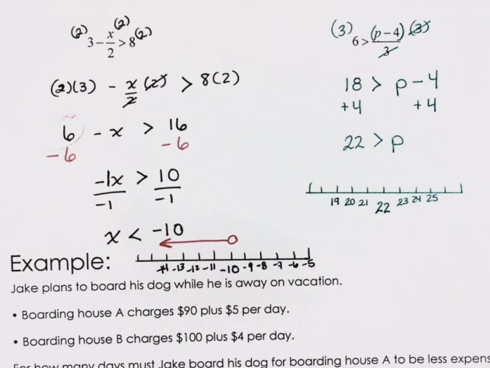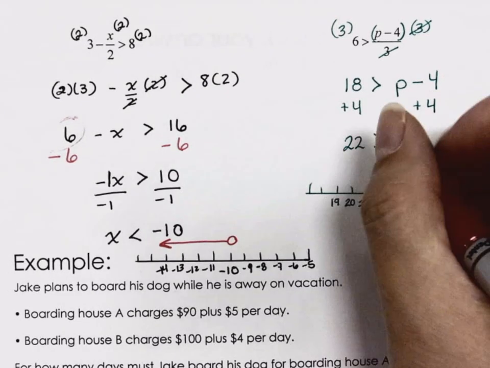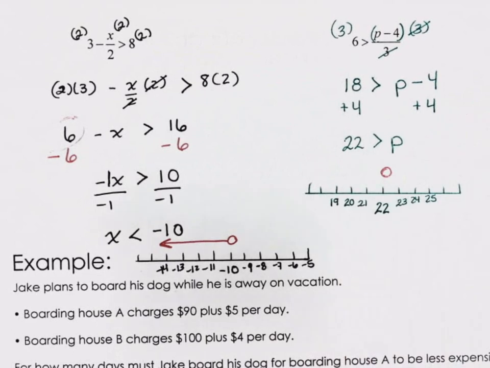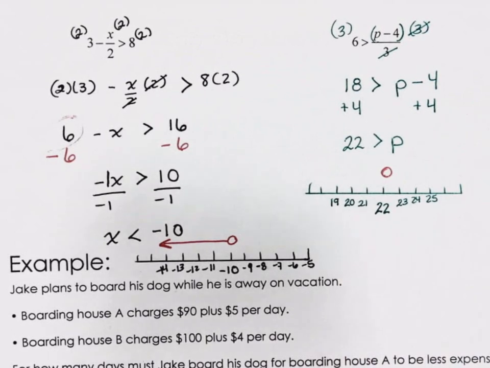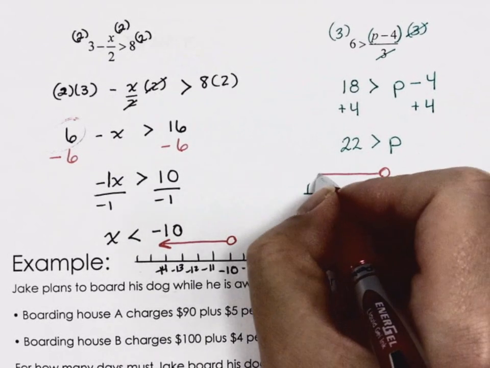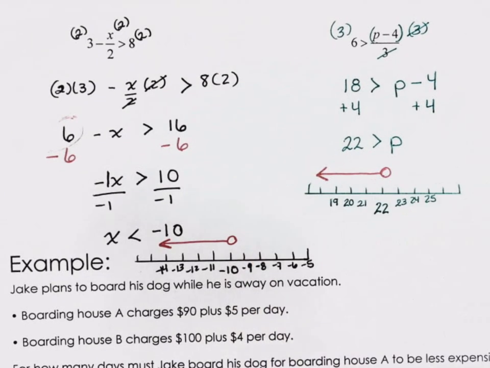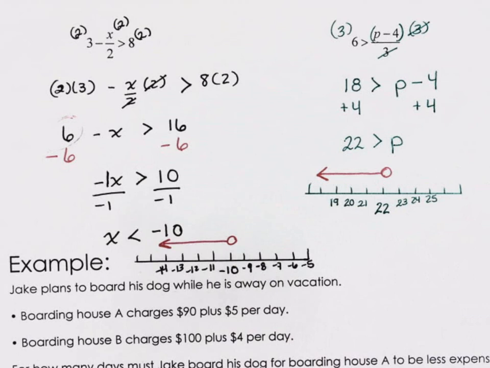Is my circle going to be closed or open? Open. And which direction am I going, left or right? Left. Okay, all my examples were less than. I'm going to need to go back and change that. So there we go. There's a lot of algebra in this, so if you struggled with the algebra unit, this is a chance for you to practice a little bit more.